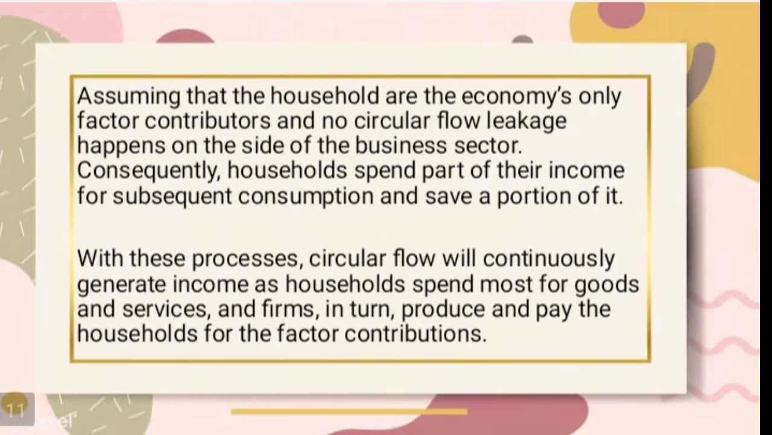These future consumption expenditures, on the other hand, produce production income, which is returned to the household as further factor income. In consequence, the increased expenditure that the households undertake is equal to the subsequent income generated by the circular flow. The circular flow will continue to generate revenue as households spend the majority of their money on products and services, while firms produce and pay households for their factor contributions. The process of income generation is completed when the inflow has been fully siphoned from the circular flow in the form of personal savings and nothing is left to further generate income.